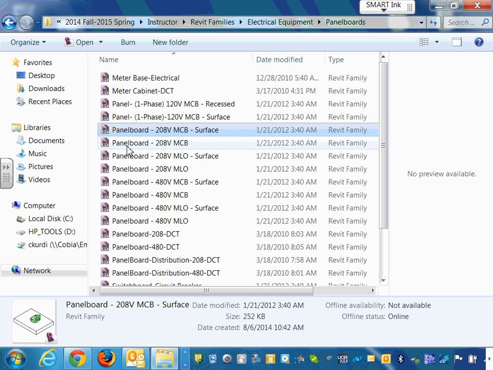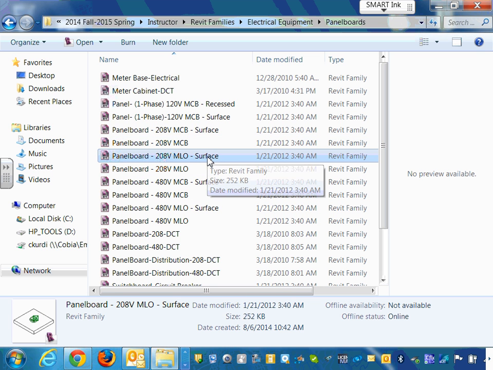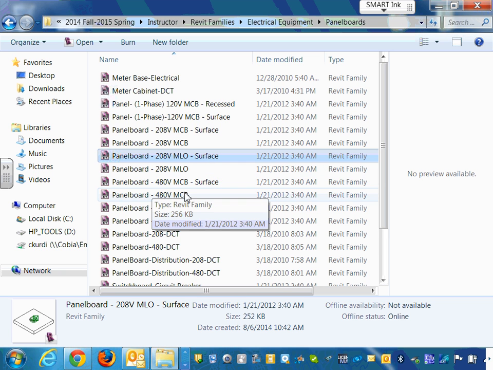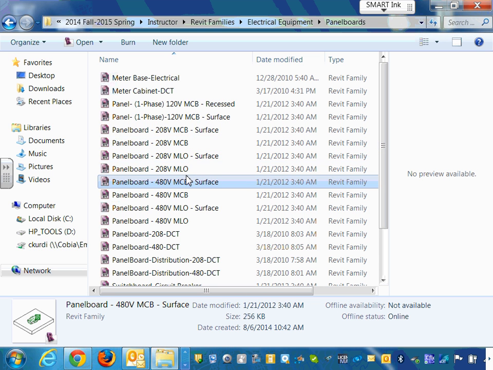Now, right underneath it, gentlemen, this is a panel, 208, and this is main lugs only, MLO, no main in it. It's just lugs. And I'll tell you when you need to use them. Surface: if it's not surface, it's typically recessed. If it doesn't say surface, it's what? Recessed. So that's recessed. Right? Here's a recessed one right there.